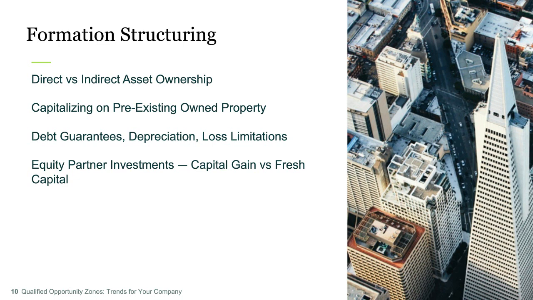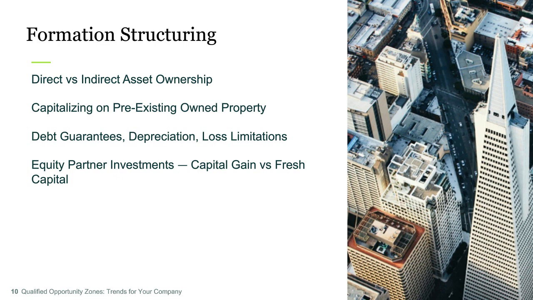On the formation side, a couple things we wanted to cover today are direct versus indirect asset ownership. And what that means is the investors could potentially invest directly into an asset-owning entity who would operate the real estate project. Alternatively, the investors could come into a holding company, which would be the qualified opportunity fund, who would in turn invest into the asset-owning entity. And there are some advantages and disadvantages to doing it either way, so we're going to cover that a little bit.